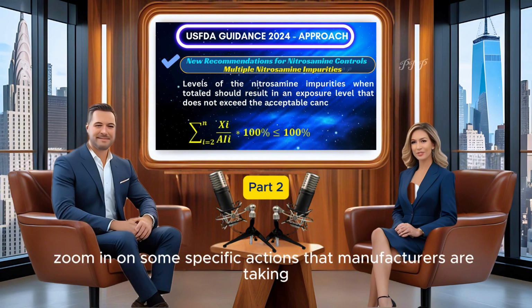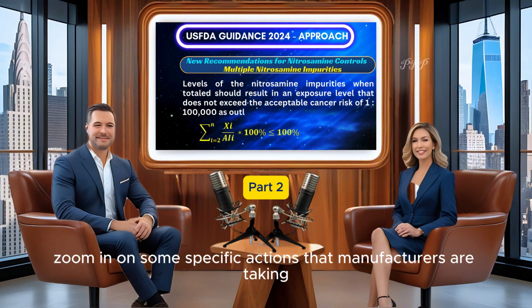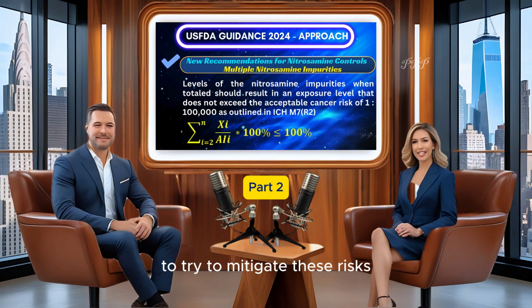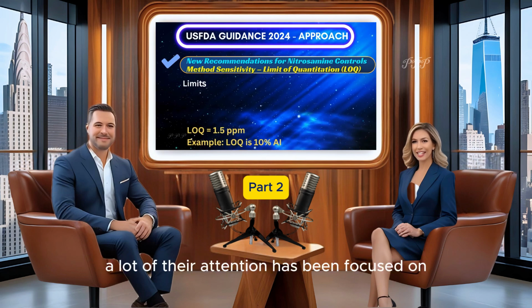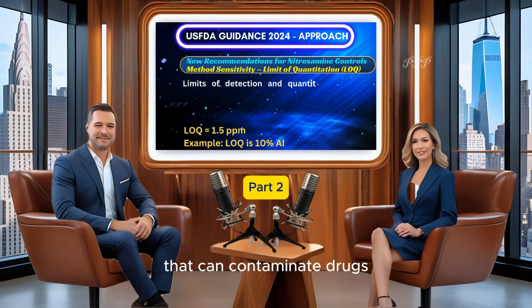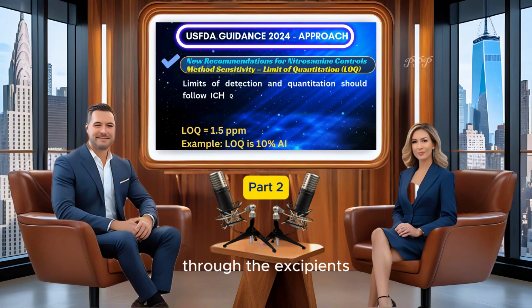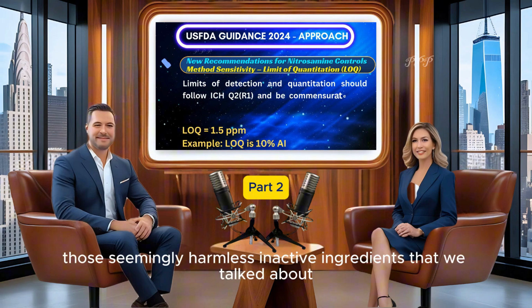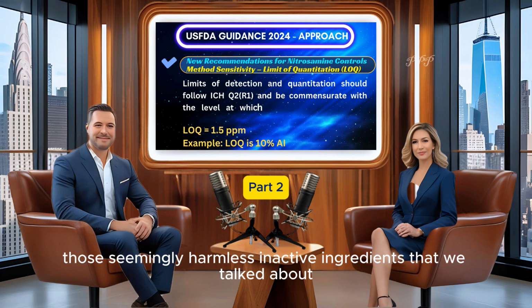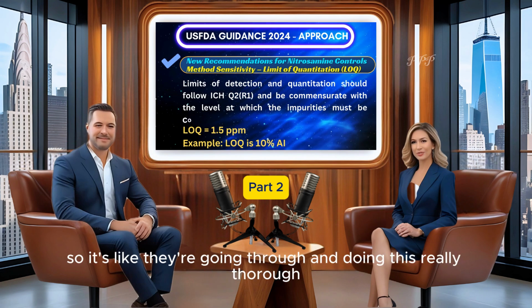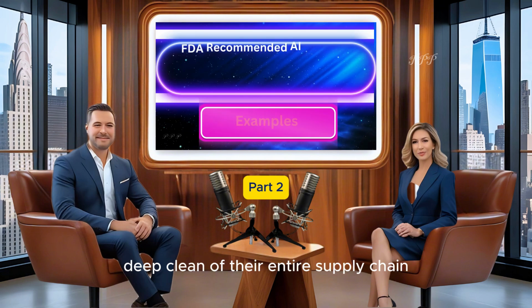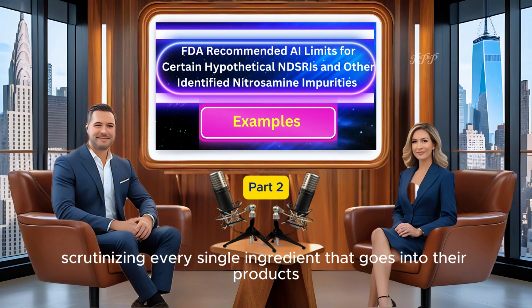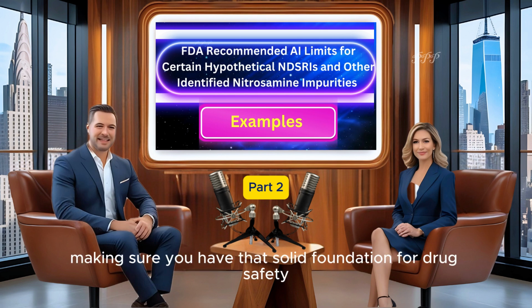And to zoom in on some specific actions that manufacturers are taking to mitigate these risks, a lot of their attention has been focused on controlling those nitrites that can contaminate drugs through the excipients. Those seemingly harmless inactive ingredients that we talked about can be a big source of problems. So it's like they're doing a really thorough, deep clean of their entire supply chain, scrutinizing every single ingredient that goes into their products. It's like going back to the fundamentals, making sure you have that solid foundation for drug safety.